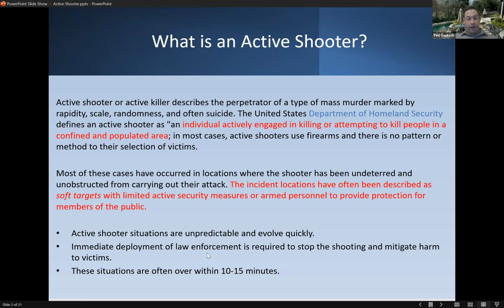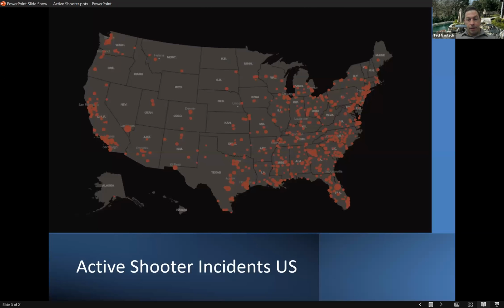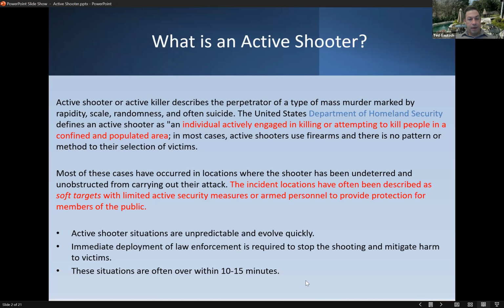Active shooter incidents are very unpredictable. They evolve very quickly. When these first started happening, the beat cops would show up, they would wait for the SWAT team or the CERT team, and then they would enter. Obviously, that was not a good method to operate with. So now the standard is, when there's an active shooter, the street cops show up and immediately have to go in, regardless of how many show up. The first officer on the scene is the lucky one who has to go in and try and eliminate the shooter as quickly as possible.